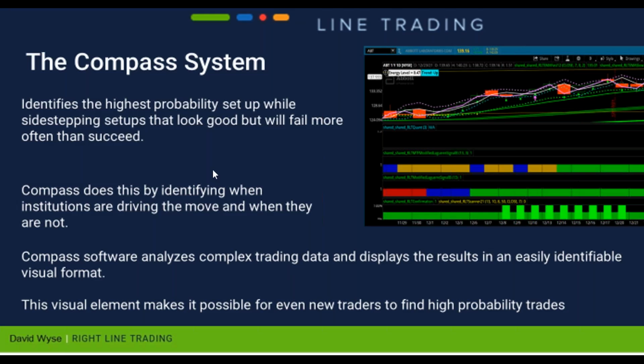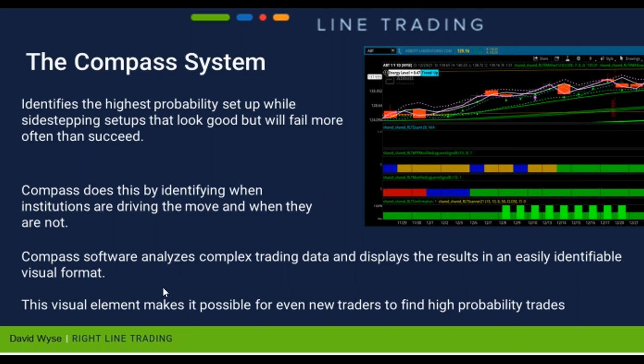Okay, so the Compass system, we're going to talk about a little bit. This software actually runs on thinkorswim and NinjaTrader 8. It's going to identify the highest probability setups while sidestepping the setups that look good but will fail more often than they succeed. This is really important. If you're just looking at straight technicals, without knowing if the institutions are in it or not, you're going to get trapped in some trades. The Compass system does this by identifying when the institutions are driving the move and when they're not. This is really critical to know.